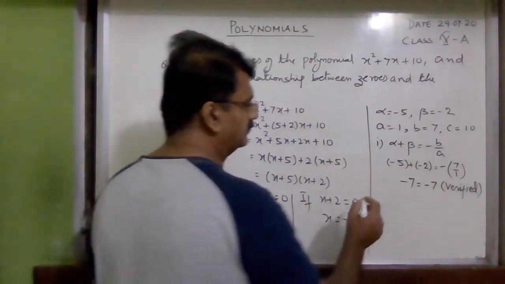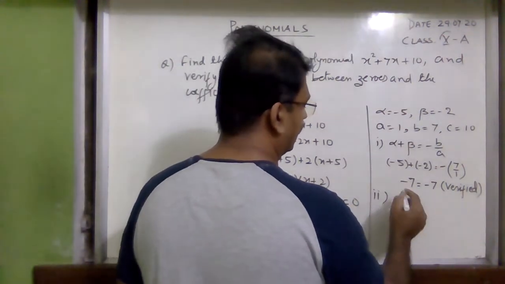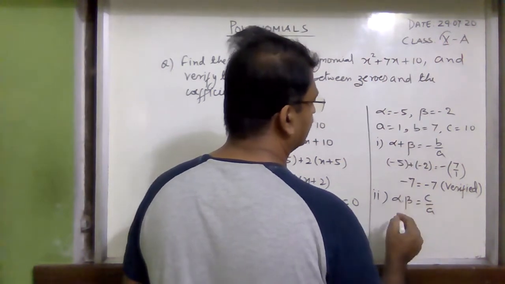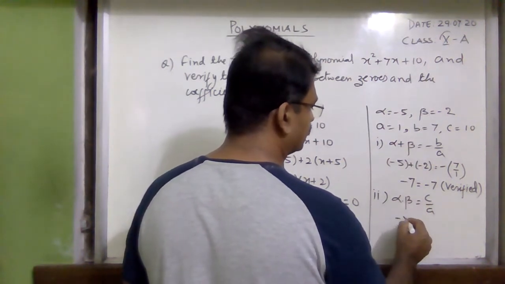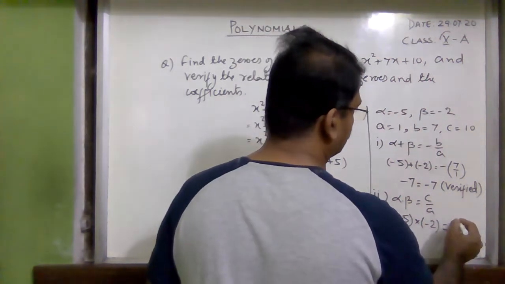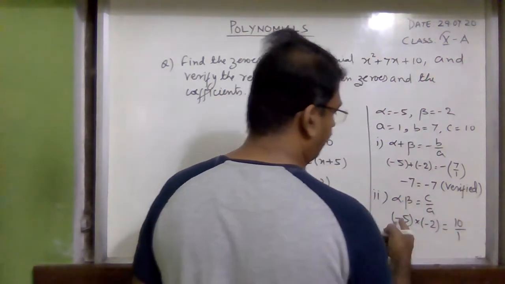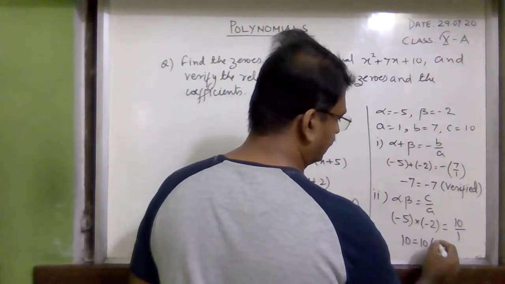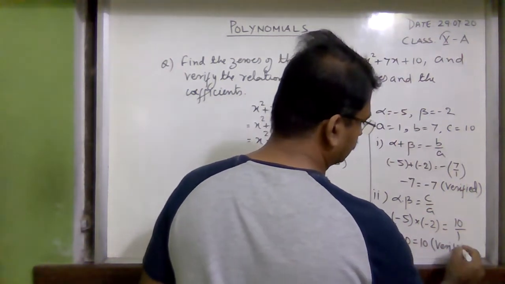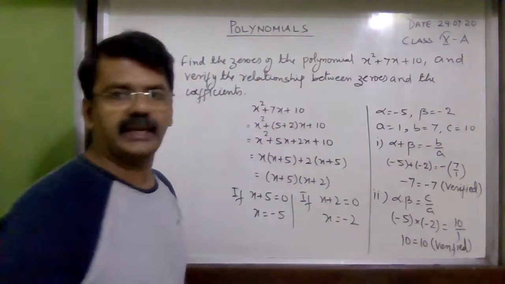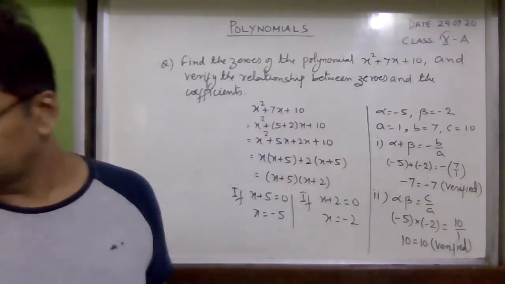Now the second one, alpha into beta is equal to c upon a, means minus 5 into minus 2 is equal to 10 upon 1. Now minus into minus becomes plus, 5 into 2 is 10, 10 is equal to 10. So it is also verified.